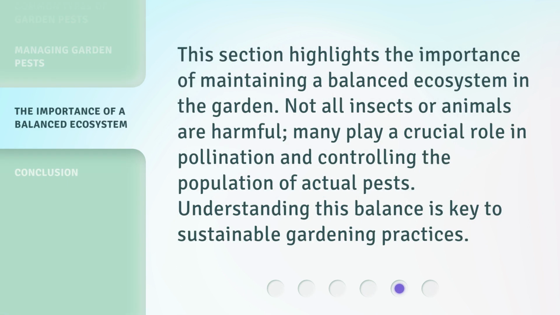This section highlights the importance of maintaining a balanced ecosystem in the garden. Not all insects or animals are harmful. Many play a crucial role in pollination and controlling the population of actual pests. Understanding this balance is key to sustainable gardening practices.